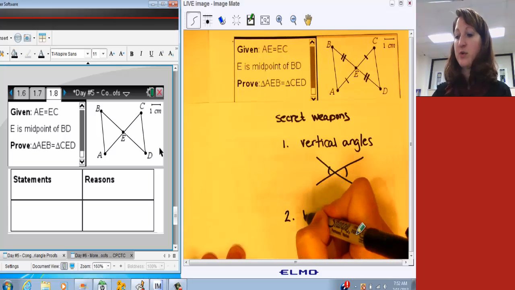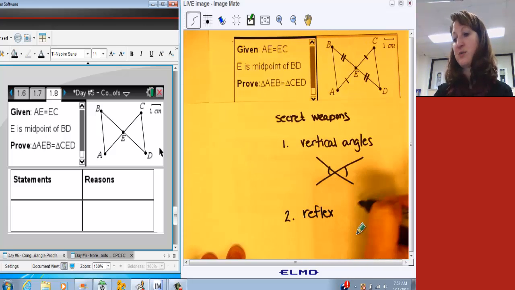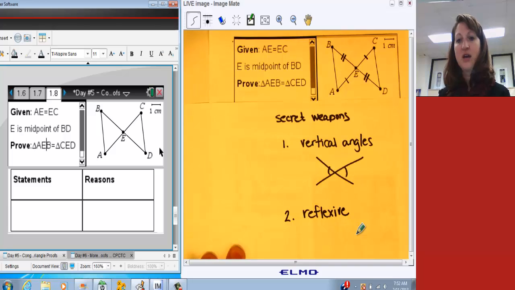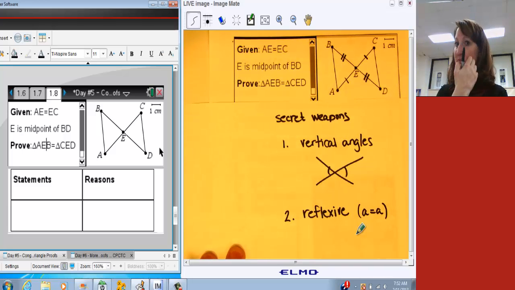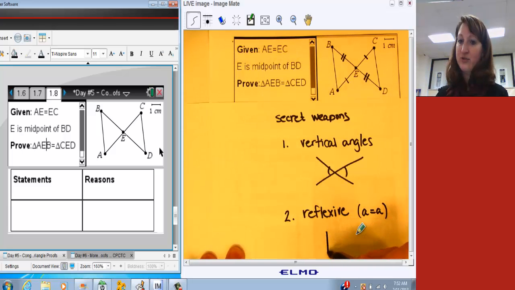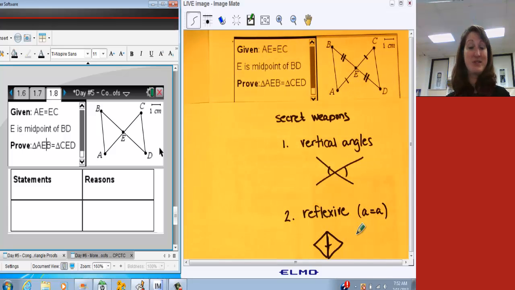The second piece would be, can you use the reflexive property? Remember that the reflexive property says that something is equal to itself. Now, when you use something like this, it's normally when you have triangles that share a side. Maybe something like this, and they have this side in common. We can say that that side is equal to itself without having to have any extra information. Okay, so if we look at our secret weapons, we do have vertical angles. And so that gives us three pieces of information.